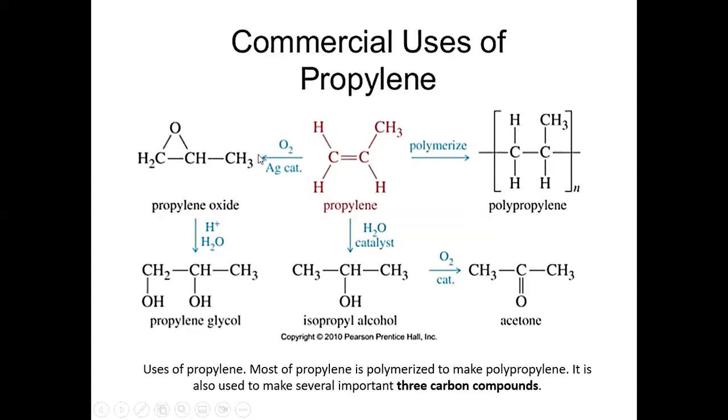On the left-hand side, when you add oxygen in the presence of silver as a catalyst, it produces propylene oxide. If you further react it with water, it becomes propylene glycol. Below, propylene in the presence of water and a catalyst becomes isopropyl alcohol, right? And if it's further reacted with oxygen and a catalyst, it becomes acetone. So these are all common products in the form of 3-carbon compounds.